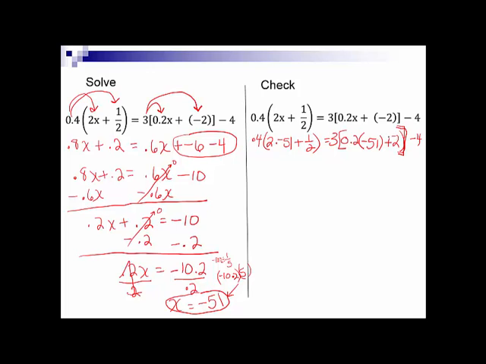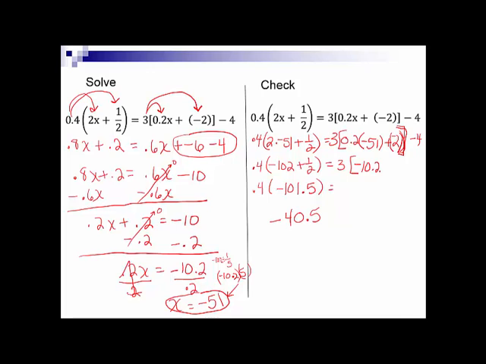Oops, I'm going to keep that bracket. The parentheses around the negative 2 doesn't really affect us. So this is 0.4 times 2 times negative 51 is negative 102 plus 1/2 equals, I'm going to just keep simplifying, 0.4 times negative 102 plus 1/2 is negative 101.5. And 0.4 times negative 101.5, I believe, is negative 40.5, if I'm correct.